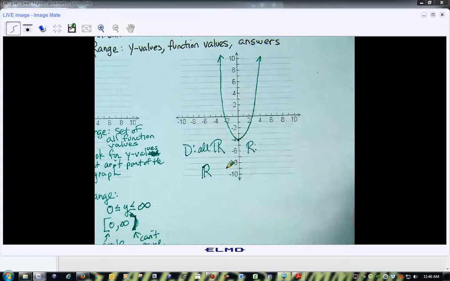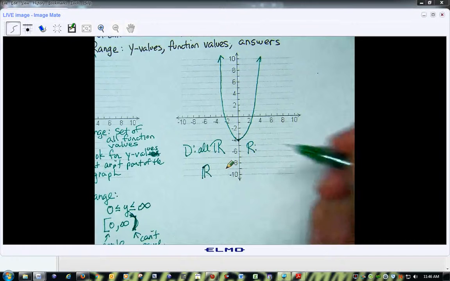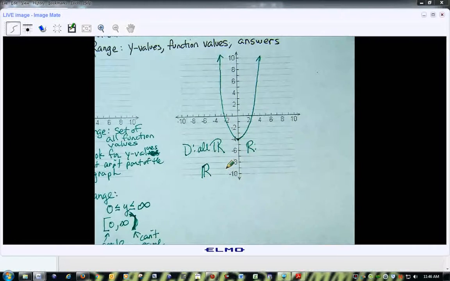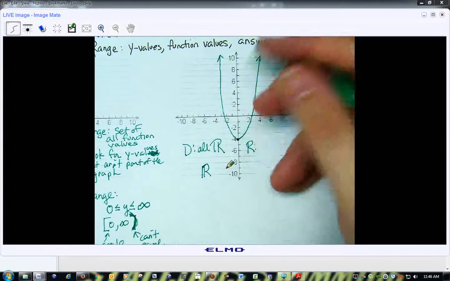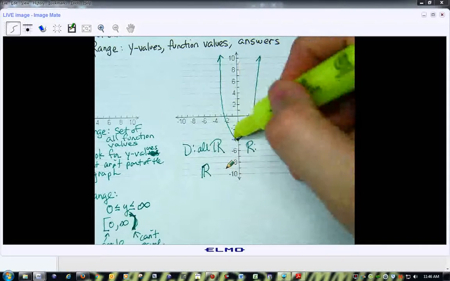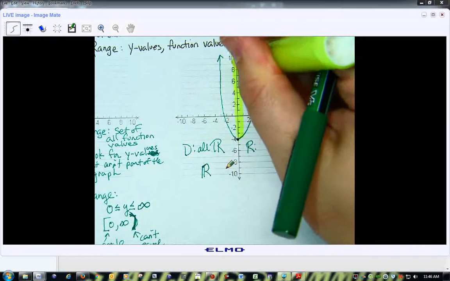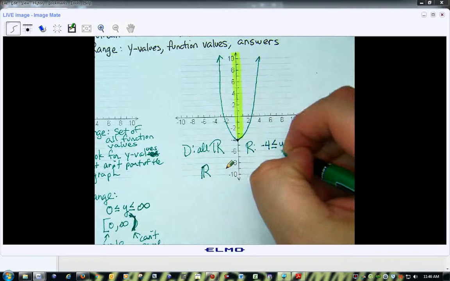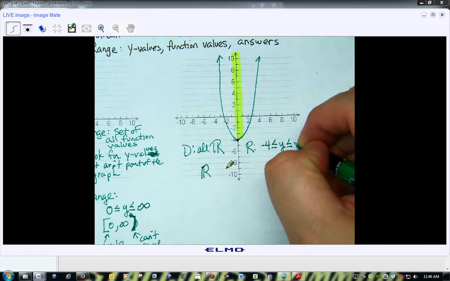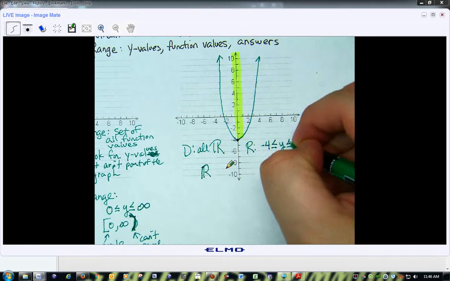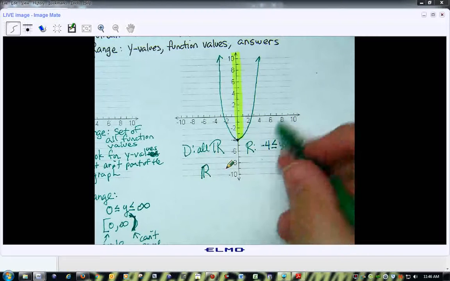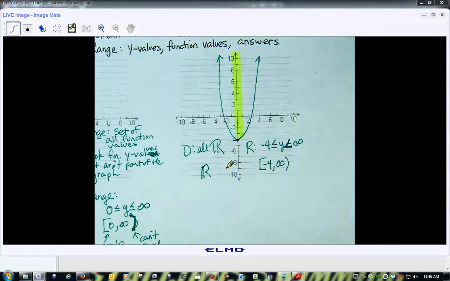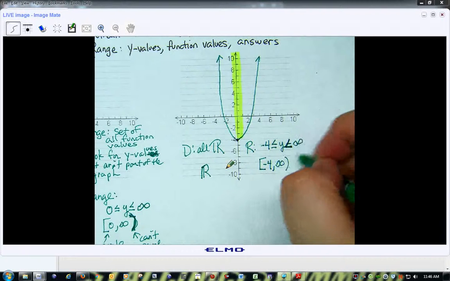Now, for the range, what's the smallest value for the range? -4. Now, is the range going up or going down? It's going up because the graph is going up. So I can say -4 is less than or equal to y, which is less than infinity, because you can't be equal to infinity. Or you could say this: -4, comma, infinity with the parentheses. The bracket says I can equal -4. This means I don't equal -4.